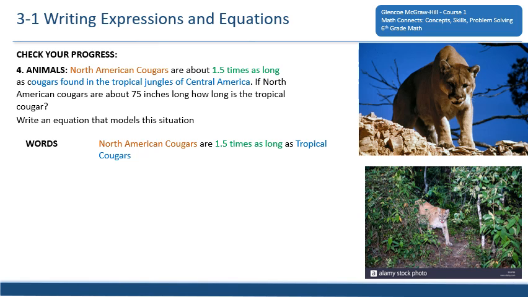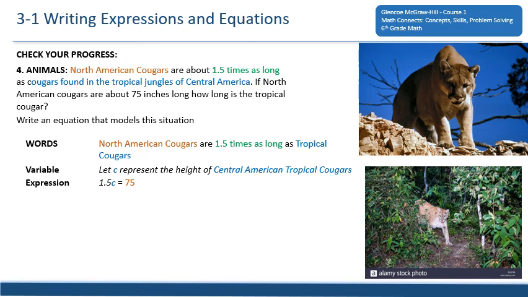And we know that North American cougars are 75 inches, or roughly a little more than 6 feet long. So for the variable, we'll let C represent Central American tropical cougars. And we'll say 1.5 times C equals 75. So the North American cougar is 75 inches long, and we know that's 1.5 times bigger than the Central American tropical cougars. So the equation is 1.5C equals 75.